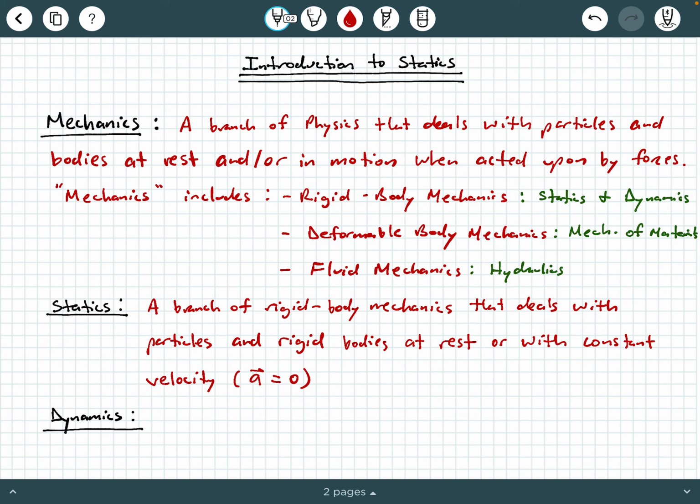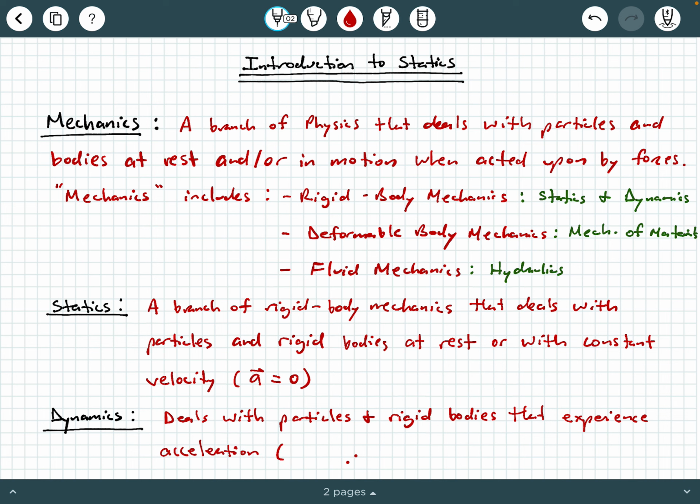So that's statics. What about dynamics? Dynamics is another branch of rigid body mechanics, right? So again, we're studying statics, in this video and in this playlist, but what about dynamics? Well, dynamics is another branch of rigid body mechanics, of course, that deals with particles and rigid bodies that experience acceleration.